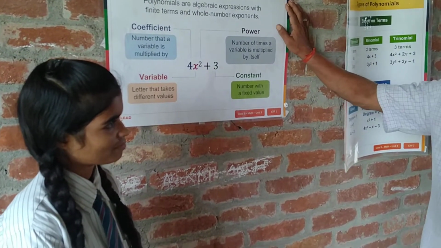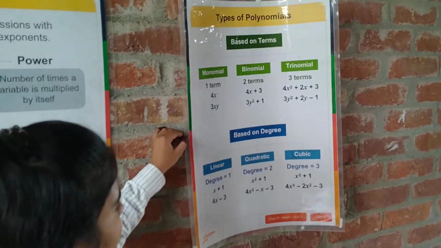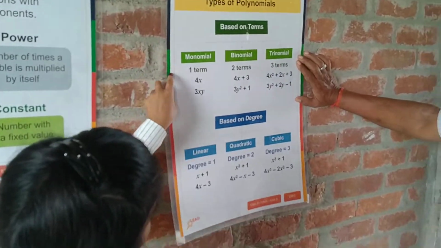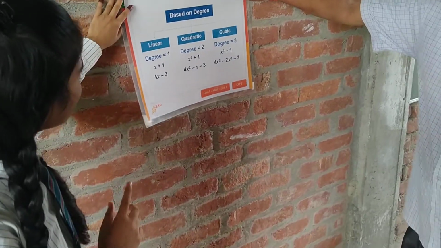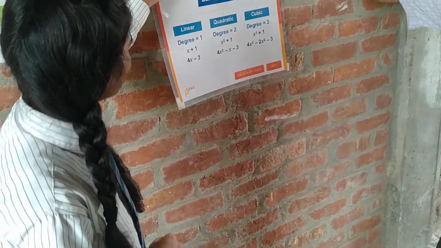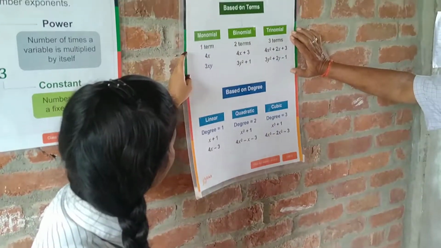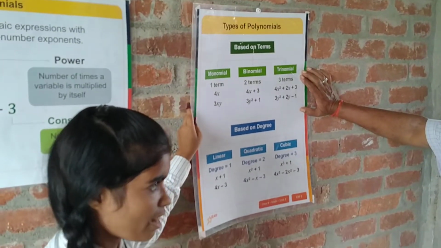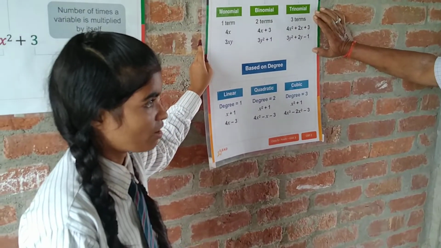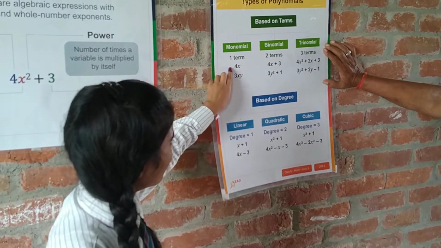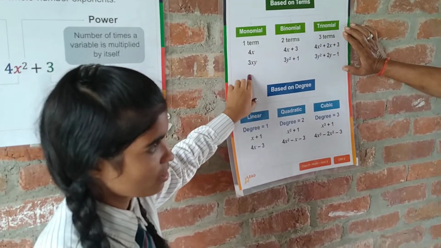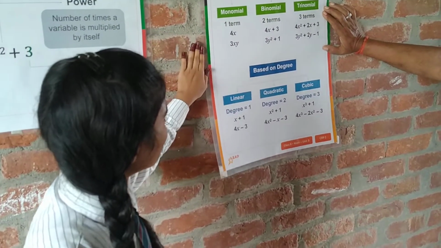Now we move on to types of polynomial. There are three types of polynomial based on terms. Here first is monomial. What is it? Those polynomials which have only one term are called a monomial. For example, 4x, 3xy. These are examples of monomial.